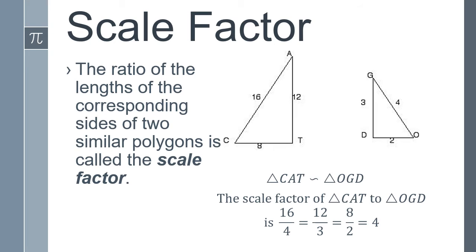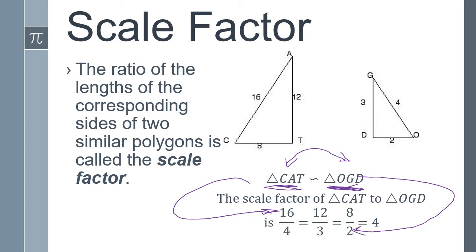So in this case, triangle CAT is similar to triangle OGD. Yeah, I know you wanted to make it dog, but no, it's OGD. Anyway, the scale factor of triangle CAT to triangle OGD is 16/4, which is equal to 12/3, which is equal to 8/2, which is 4. So that's the scale factor. It always goes in the direction that we see from here to here. Whatever's first goes on the top. Whatever's the second value goes on the bottom. Okay?